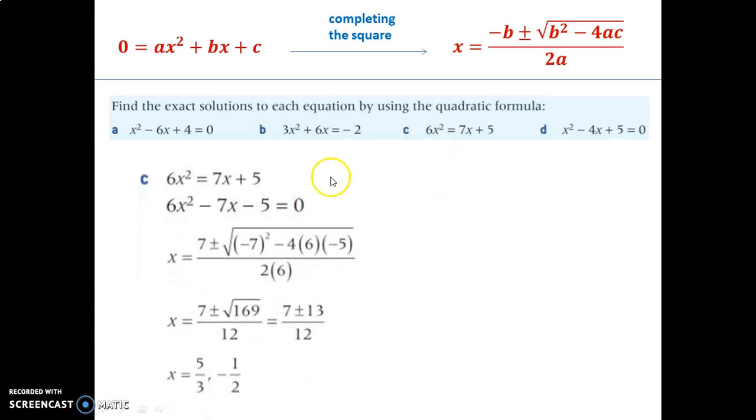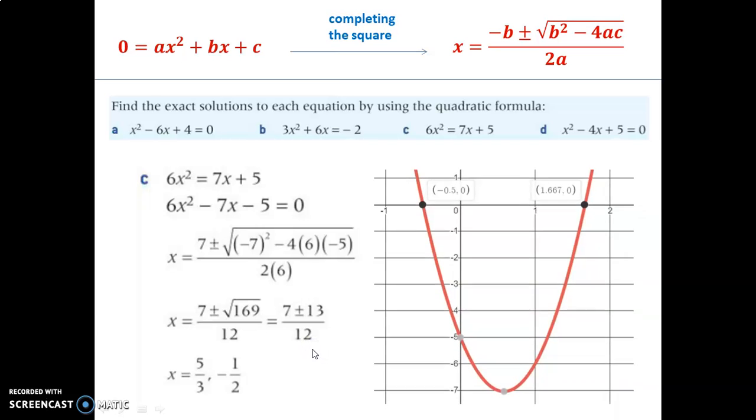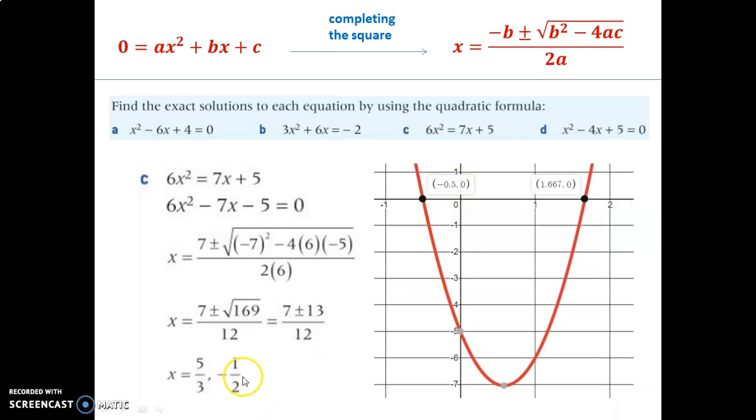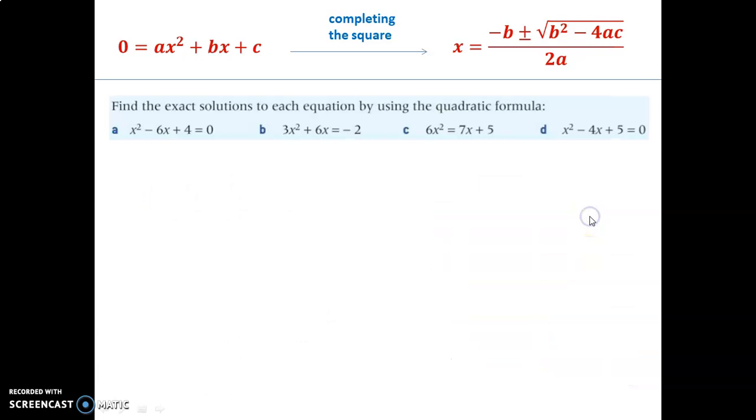Okay, in C we have to shift things around a little bit to get 0 here. Great. Using quadratic formula, 2 answers here. If we graph that, again, there's our answers. Negative 1/2 is right here, negative 0.5, and 5/3 is 1.67. So our two solutions are our x-intercepts. Finally, try D.